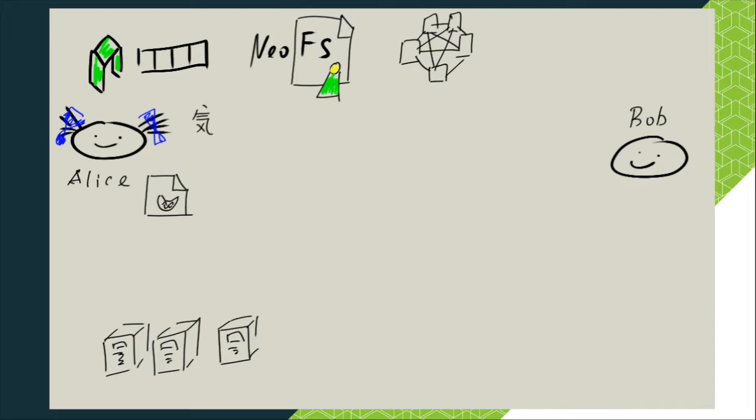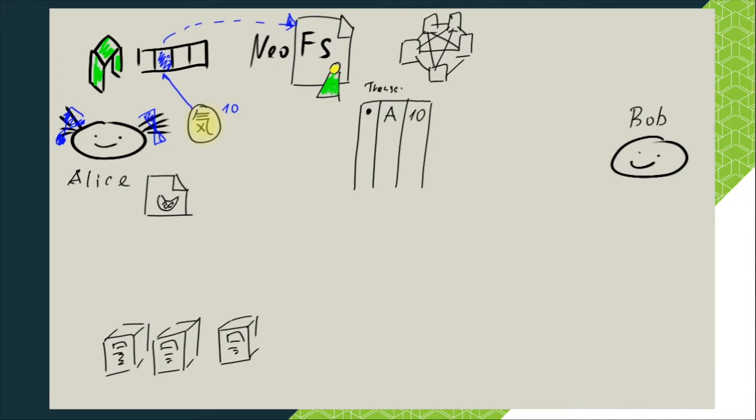Now, Alice wants to store her cat picture. She has 10 gas tokens and transfers them to the NeoFS smart contract address. The Inner Ring notices this transaction. Because Alice never used NeoFS before, she doesn't have an internal account yet. It will be created automatically. The internal transaction table will now have the information about Alice's deposit of 10 gas tokens, and her balance is now 10 gas tokens as well.